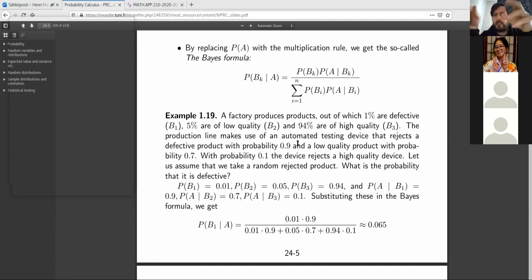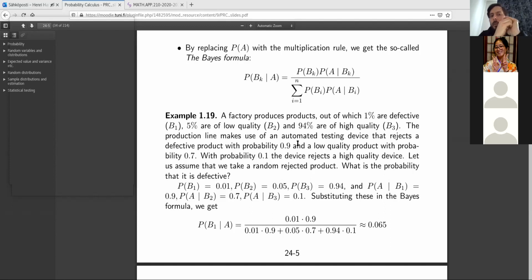And the defective products have to go to recycling. Let's say that we want to do this. Our automated testing device has a 90% rejection rate for defective products. So if a defective product comes through the testing, it has only a 10% chance of being pushed forward and given to someone. If it's a low quality product, it's rejected with 70% chance, but 30% of low quality stuff goes through.